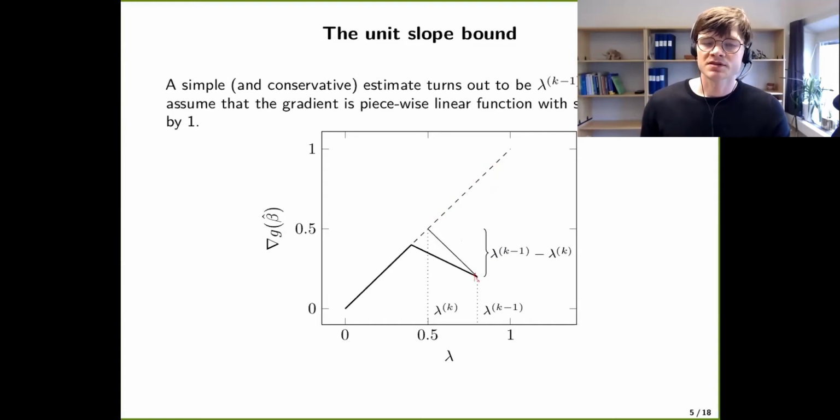And now we're going to say that if we assume that the gradient is a function of lambda, and assume that it is piecewise linear, the most that it is going to be able to increase is by a unit slope, a slope of 1, which means that it can reach no further than this point over here.